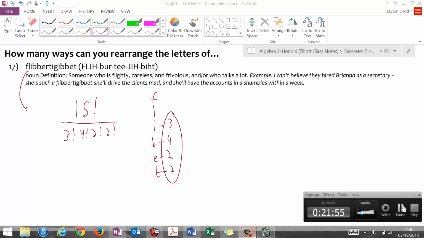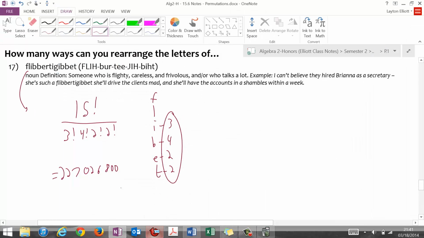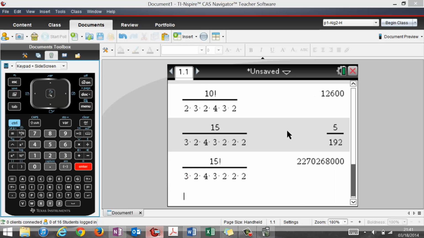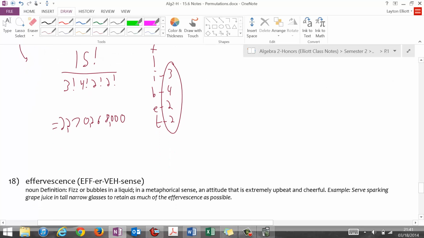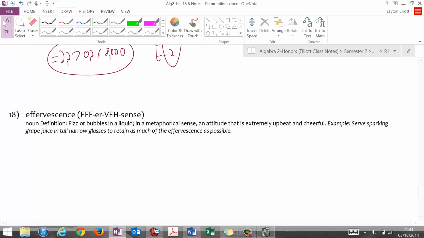Punch that in. I'll pause it while I do. This is the number I came up with: 227026800. I think I'm actually missing a 0. Yep. One more 0. And that would be 2,270,268,000 possible ways.